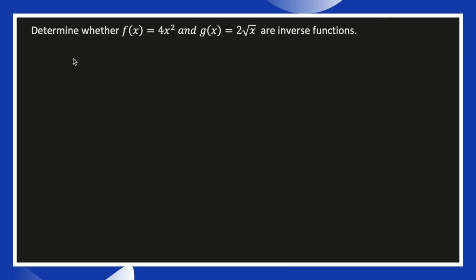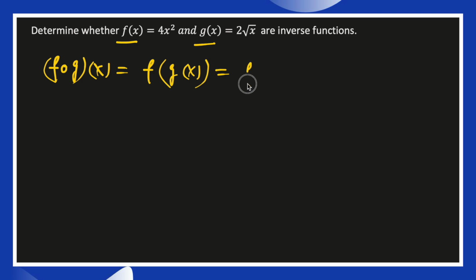Now in this example, let's try to find out if these two functions f of x and g of x are inverse functions or not. Again, we will repeat the same process. We will find the value of f of g of x. We keep the first function f of x as it is, and we will plug in the value of g of x. In this case, the value of g of x is 2 times the square root of x. And in the f function, the value is 4x squared.